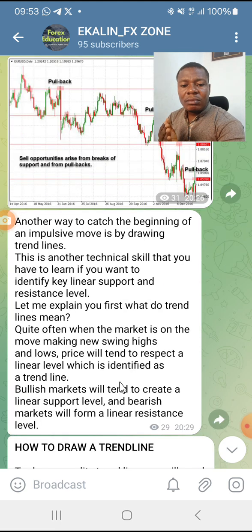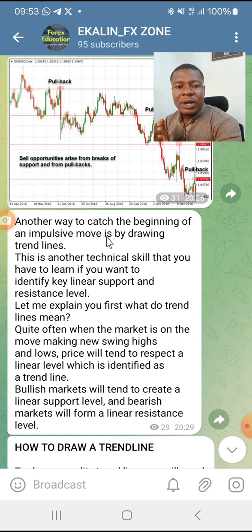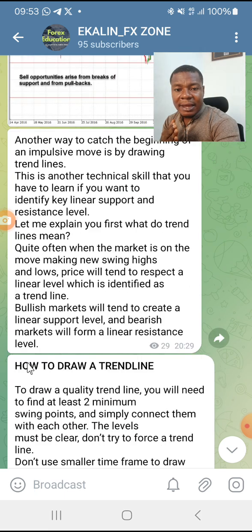Now, another way to catch the beginning of an impulsive move is by drawing trend lines. So we want to look at what a trend line is. Okay, this is another technical skill that you have to learn if you want to identify key linear support and resistance levels. So we shall look at what these trend lines are. Now let me explain.